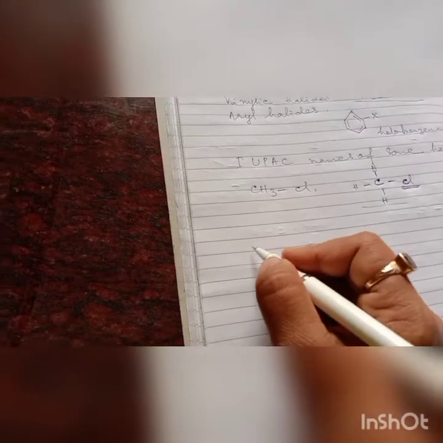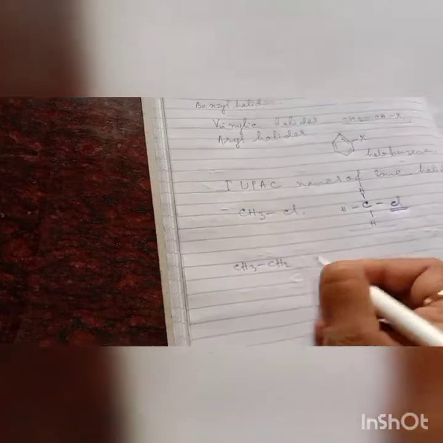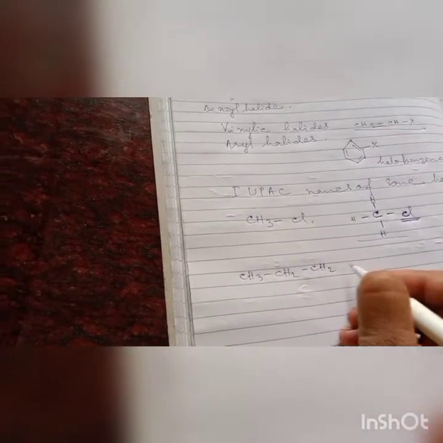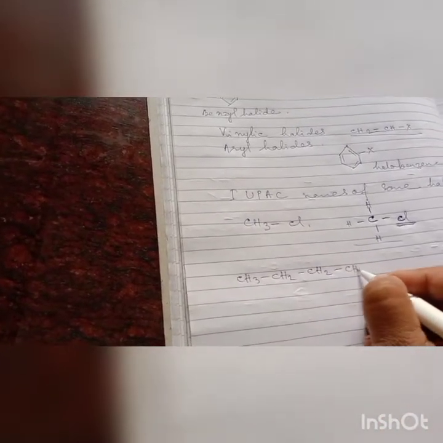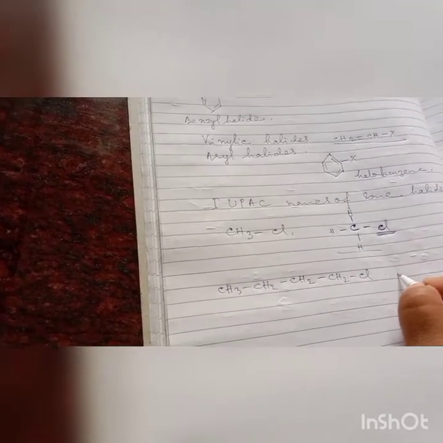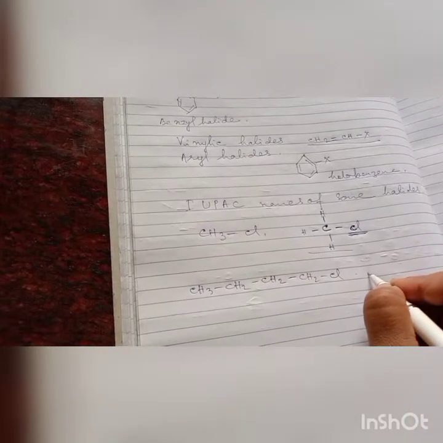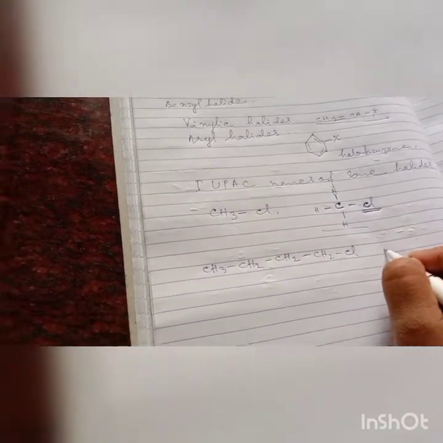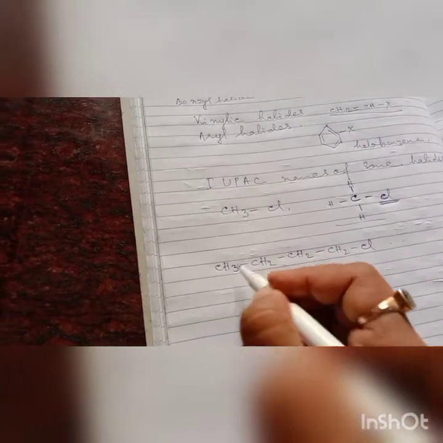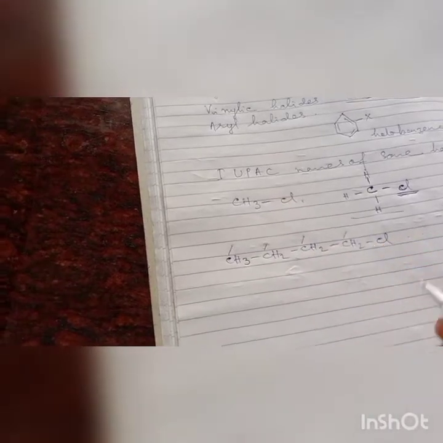Another structure, CH3 CH2 CH2 CH2 Cl. This is butyl chloride, or n-butyl chloride, and its IUPAC name is 1-chlorobutane. Students, look here: there are 4 carbon atoms, 1, 2, 3, 4.